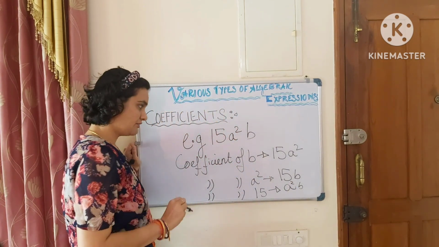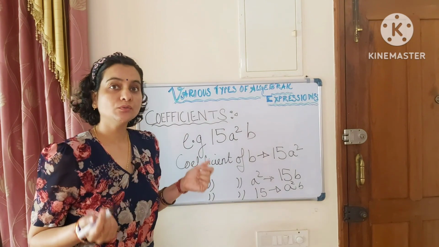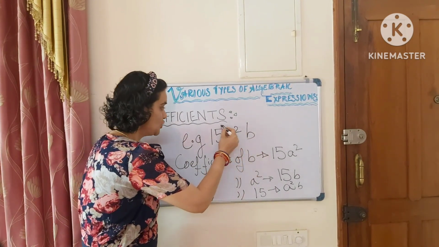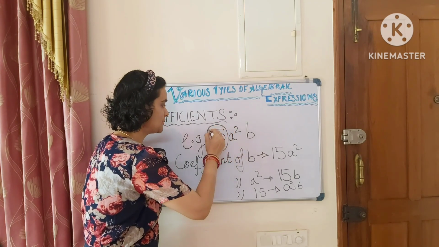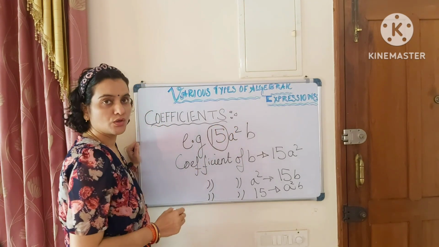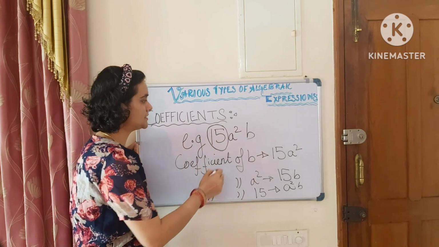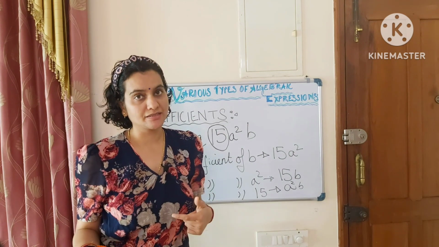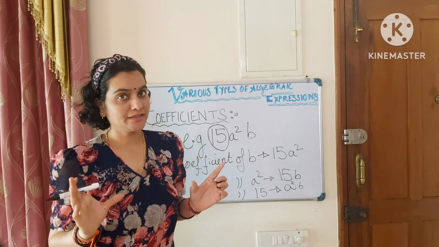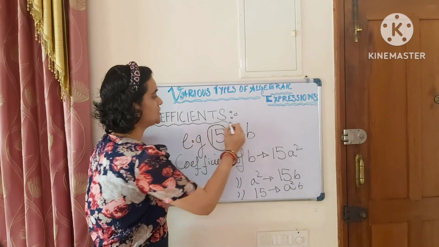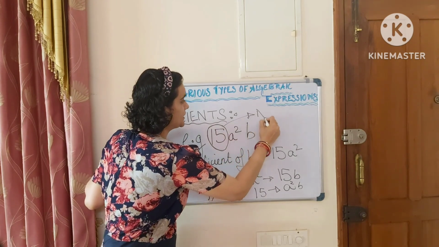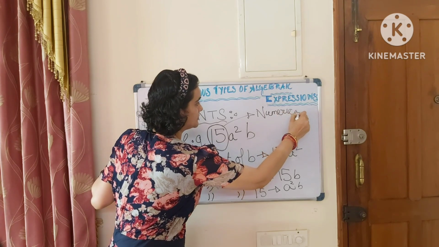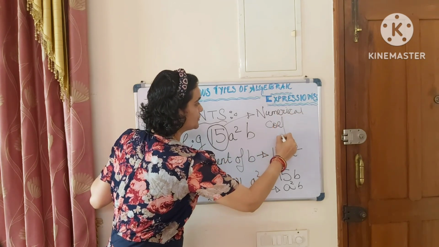Okay? Now if I ask you, tell me what is the numerical coefficient of this particular algebraic term? If I ask numerical coefficient, then you have to consider only 15. Alright, you cannot tell me the coefficient is 15a² or 15b, because a² and b are literal factors. They are not numerical in nature. So if the question is asking what is the numerical coefficient of this particular term, then you have to write only 15. This is the numerical coefficient.